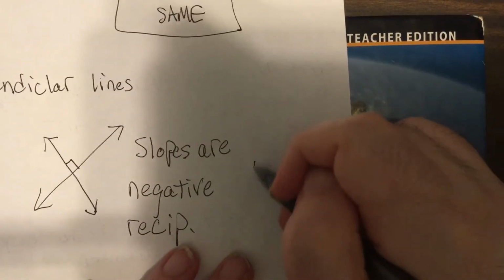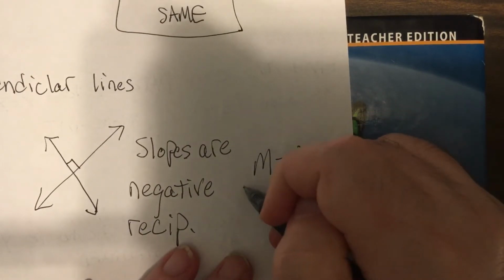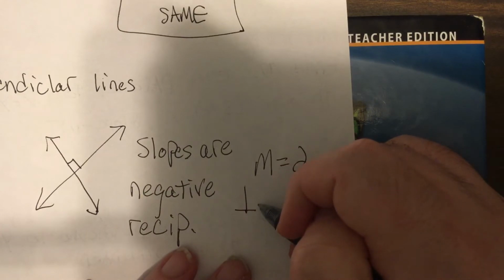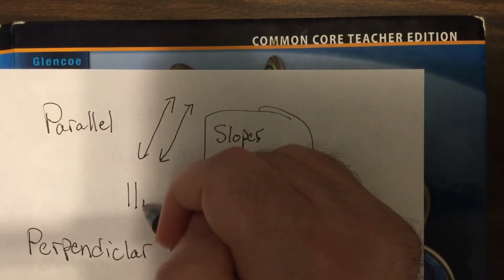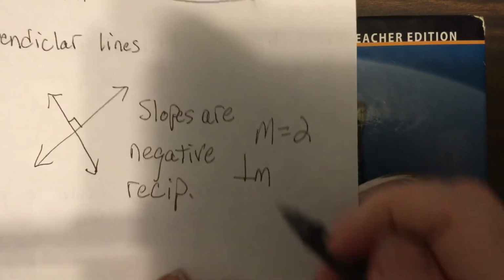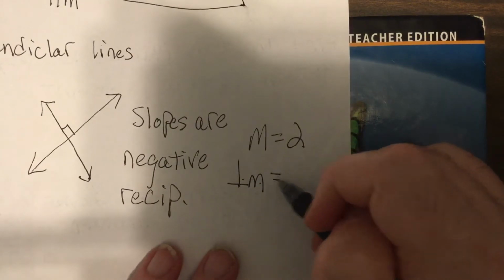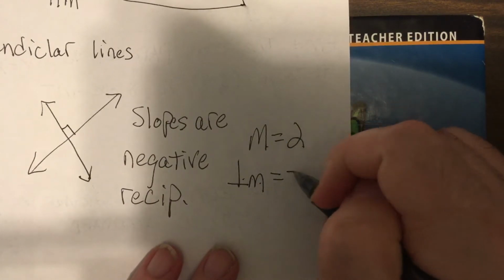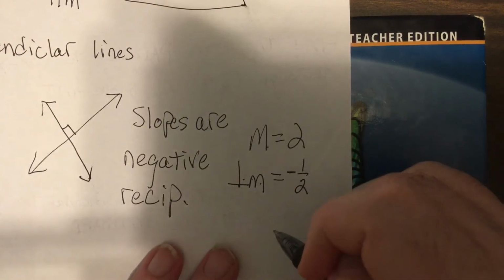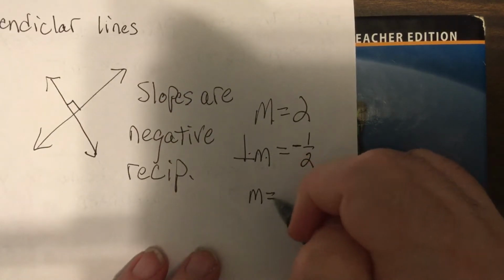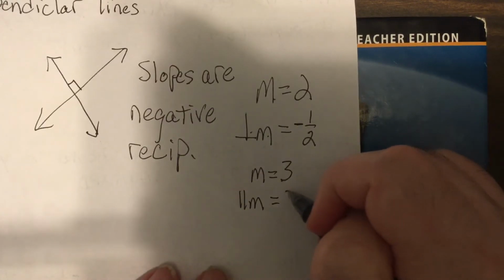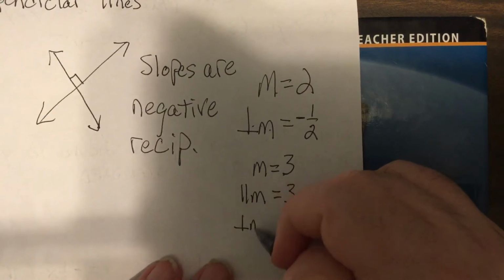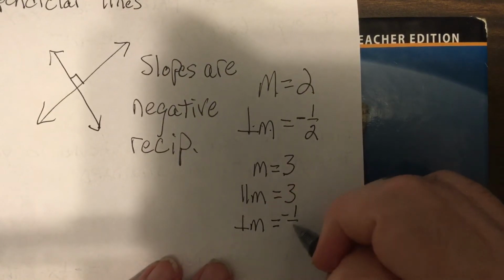So if one line has a slope of 2, now an upside down T is the symbol for perpendicular. Two arrows are for parallel. So the perpendicular slope of this line's slope would be negative 1/2. So if a line had slope 3, its parallel line slope would be what? That's right, 3. And what would the perpendicular slope be? A negative 1/3. You flip and you take the opposite.